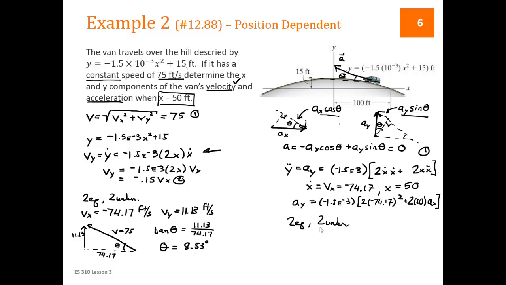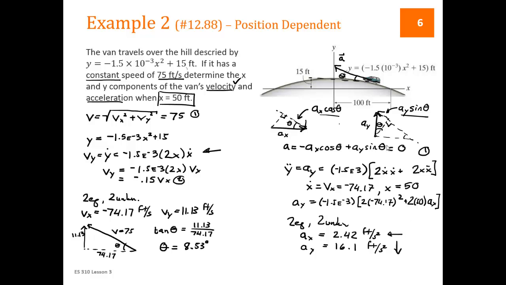We can solve that, and we will get AX equal to 2.42. In that, the units are feet per second squared in that direction. And AY is equal to 16.1 feet per second squared downwards.